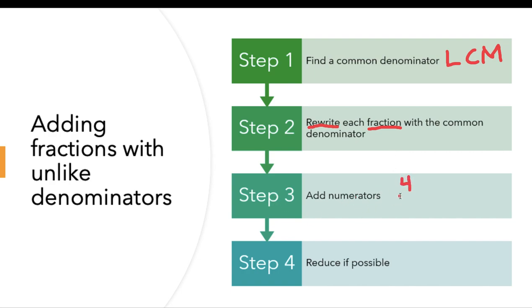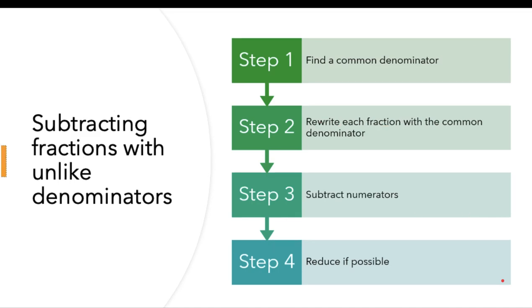So if we have 4 over 5 plus 1 over 5, we have 5 over 5 because we add the numerators. Step 4 is to reduce if possible, or simplify, basically. Simplify.